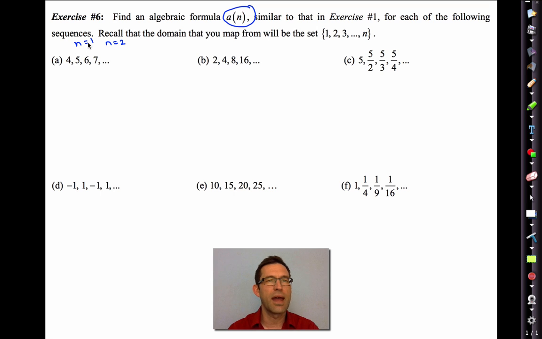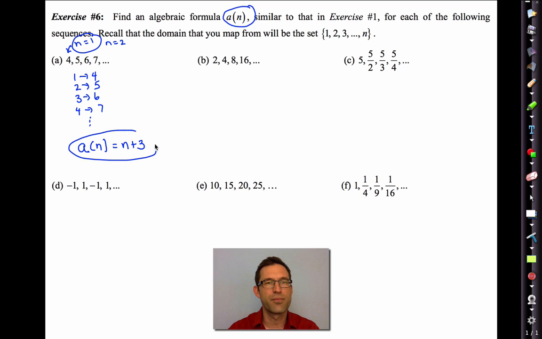Now somehow we got to have 1 go to 4, 2 has got to go to 5, 3 has got to go to 6, 4 has got to go to 7, etc. Well, it looks like what I have to do is take my input and add 3. So that's pretty easy. A sub n equals n plus 3. I think that's simple enough.